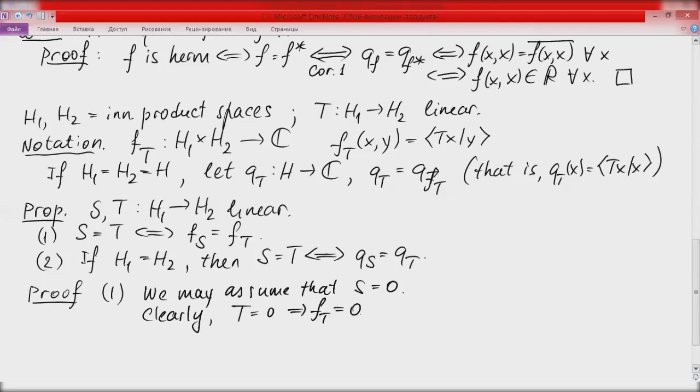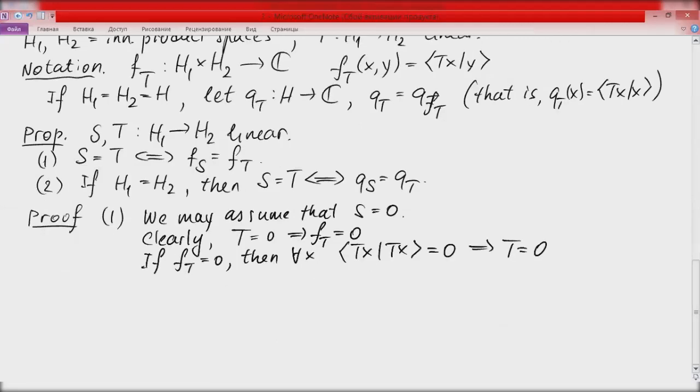And conversely, if Ft is 0, then for each x, the inner product of Tx by itself is 0. And this obviously implies that T is 0. And so this proves part 1 of this proposition. And part 2 is immediate from part 1 and from a corollary of the polarization identity. So 2 follows from 1.